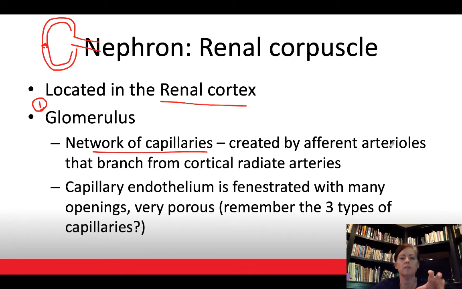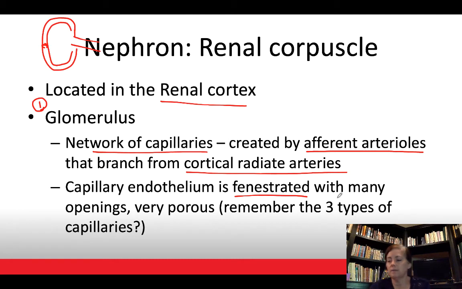So it's this tangled mess of capillaries, and it's created by afferent arterioles that are branching from the cortical radiate arteries. So if you go back a couple slides and look at those blood vessels, that's where we are along the sequence of vessels. Now, the type of capillary that creates the glomerulus is a fenestrated capillary.